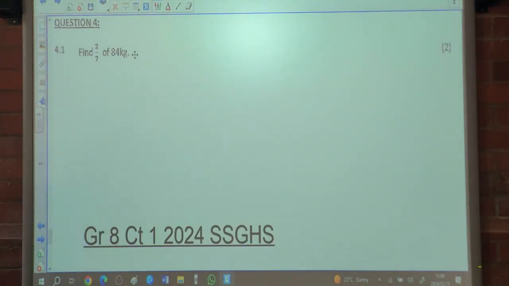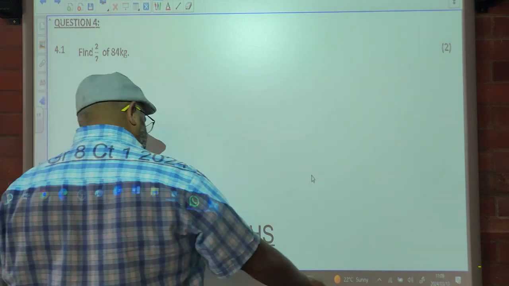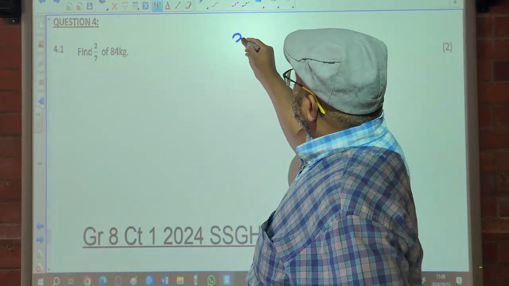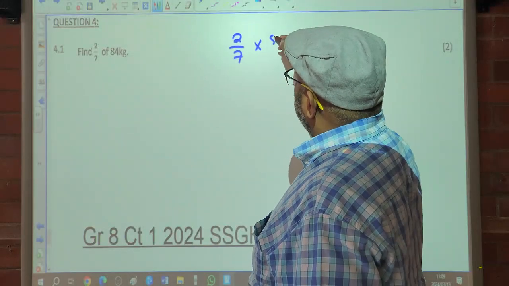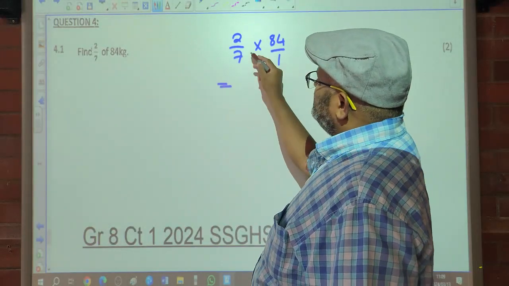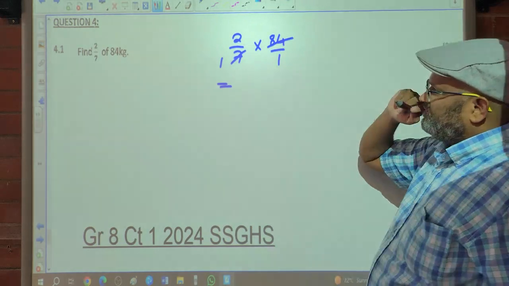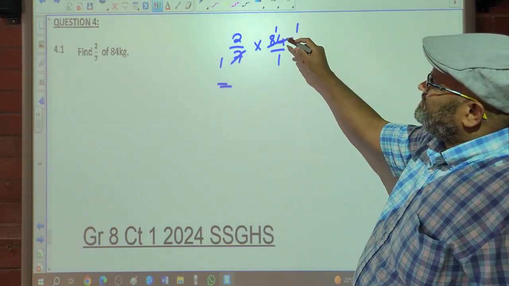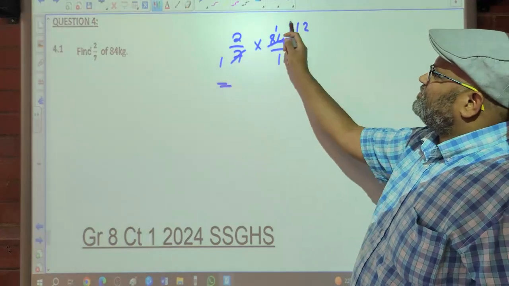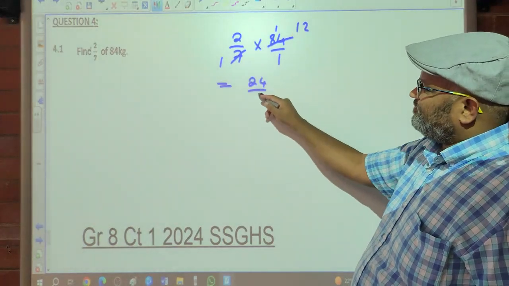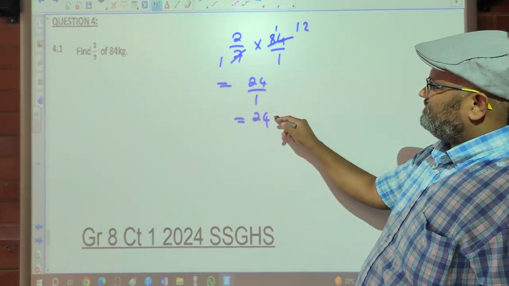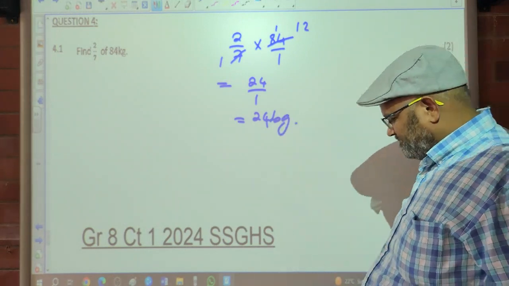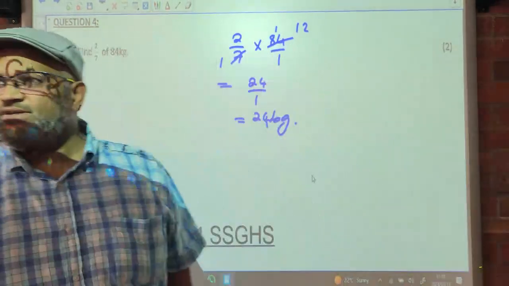Number 4. Find 2/7 of 84 kilograms. We replace "of" with multiplication. So it's 2 over 7 multiplied by 84 over 1. 7 goes into 7 once, 7 goes into 84 12 times. Not so. 2 times 12 is 24 over 1, which is 24 kilograms. Okay, yes?